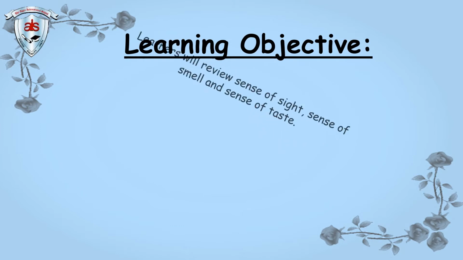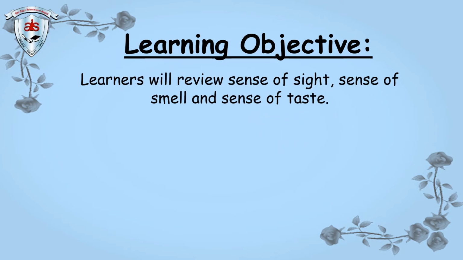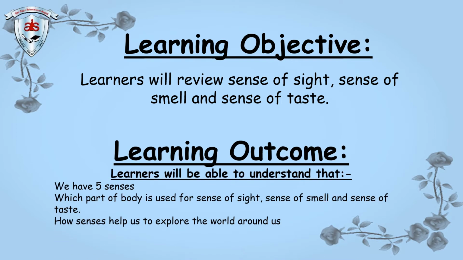So let's see what's our learning objective for today. Our learning objective is learners will review sense of sight, sense of smell and sense of taste. Learning outcomes are learners will be able to understand that we have five senses, which part of body is used for sense of sight, sense of smell and sense of taste, and how senses help us to explore the world around us.